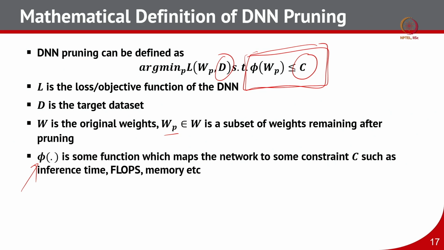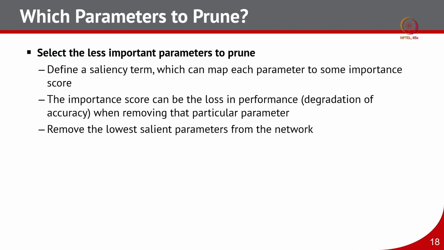But out of those networks which are pruned by 20% and satisfy the hardware performance, we need to select the network which incurs the least loss on the same data set. That is the target of pruning. Basically, we need to prune so that we do not lose accuracy, and the hardware performance has meaningful gain over the baseline or unpruned network. So that is the mathematical definition of DNN pruning.